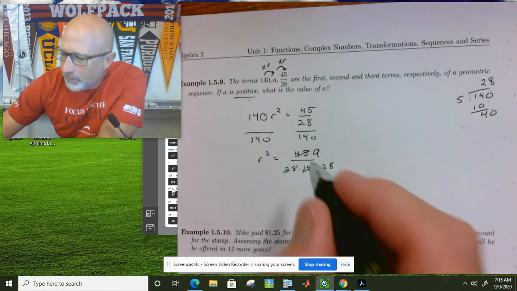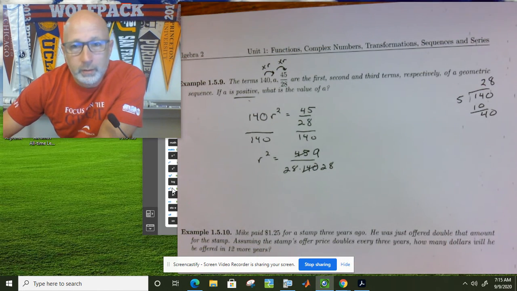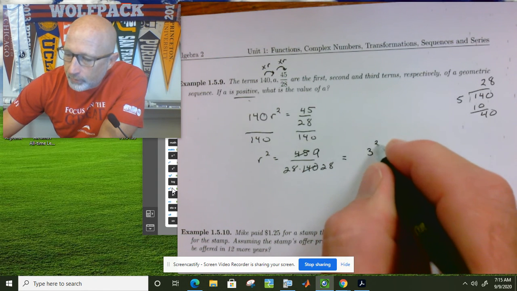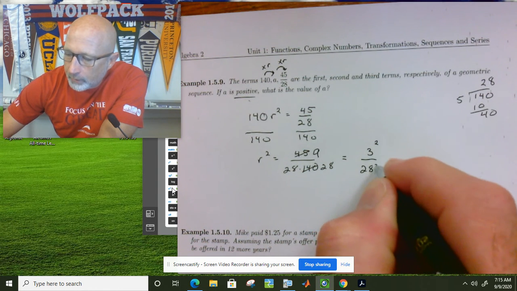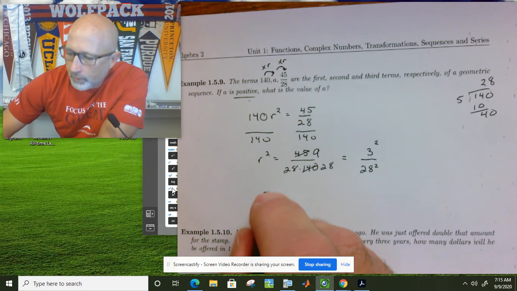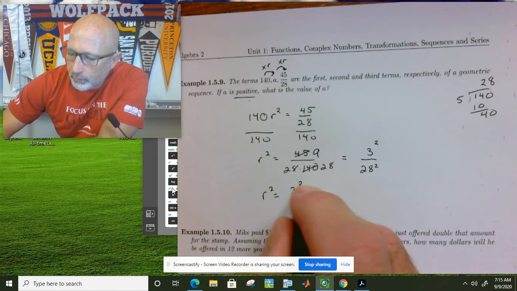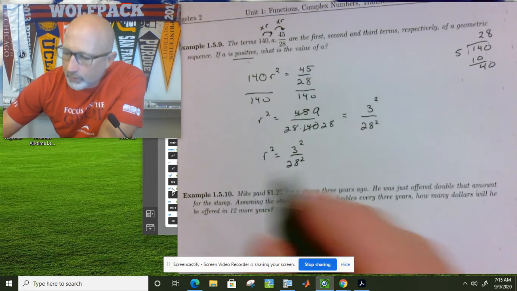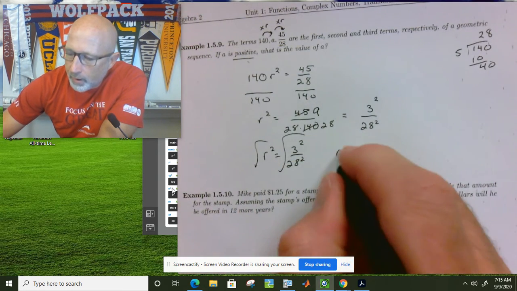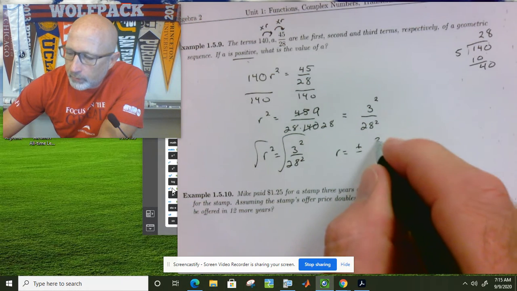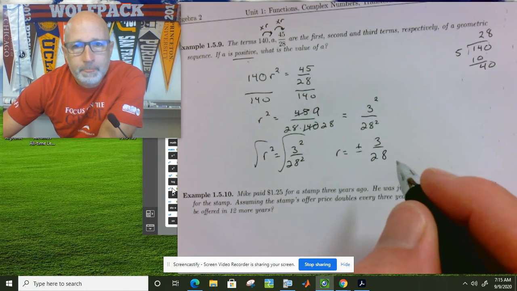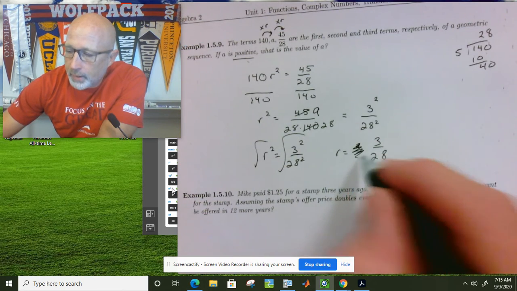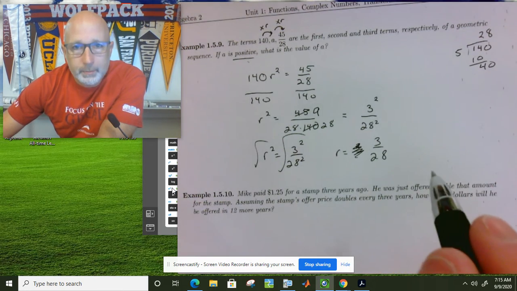But look, I have 9 all over 28 squared. Or another way of rewriting this, I have 3 squared all over 28 squared. So I have R squared is equal to 3 squared all over 28 squared. And now when I take the square root of both sides, I have R is equal to plus or minus 3 all over 28. Once again, A is positive, so I can get rid of that negative. So R is equal to 3 over 28.